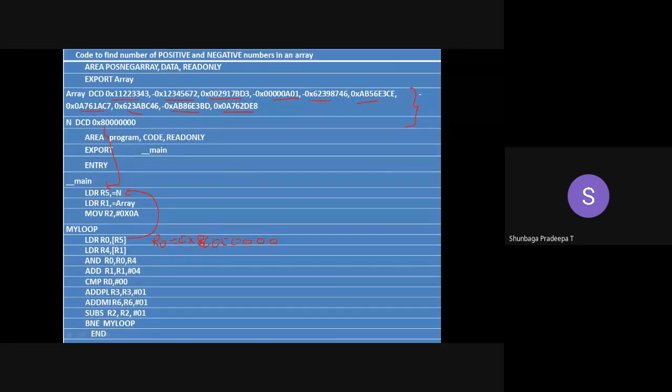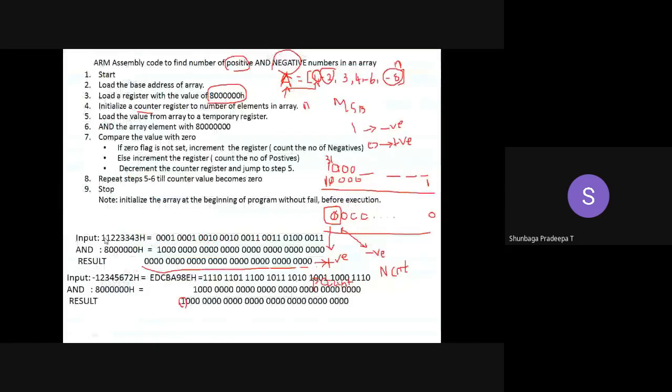Okay, then R4 is loaded with the R1 content. So R1 is loaded with the base address of the array. So what is the base address of the array? It is pointing to the first data. So the first data will be taken. Okay. So then you're performing the AND operation between R0 and R4, like your previous one. So this data is taken and you're performing it. So the result is 0.